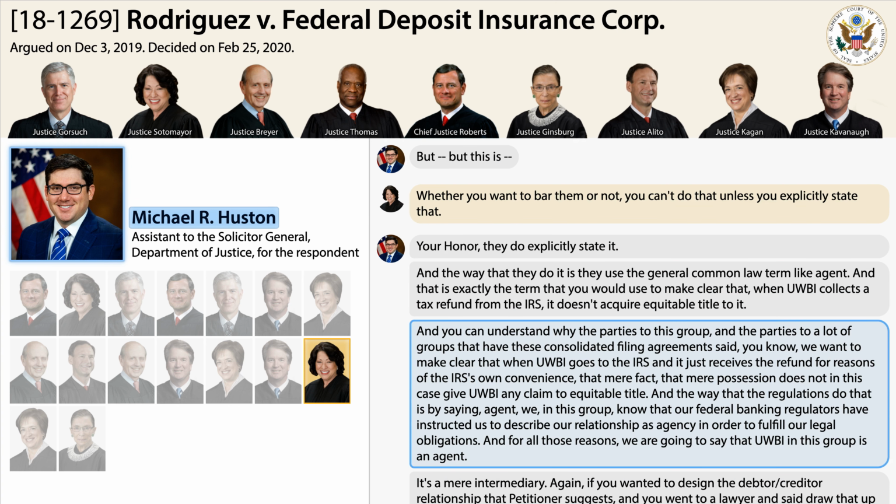And you can understand why the parties to this group and the parties to a lot of groups that have these consolidated filing agreements said, we want to make clear that when UWBI goes to the IRS and it just receives the refund for reasons of the IRS's own convenience, that mere fact, that mere possession does not, in this case, give UWBI any claim to equitable title. And the way that the regulations do that is by saying agent. We in this group know that our federal banking regulators have instructed us to describe our relationship as agency in order to fulfill our legal obligations. And for all those reasons, we are going to say that UWBI in this group is an agent.